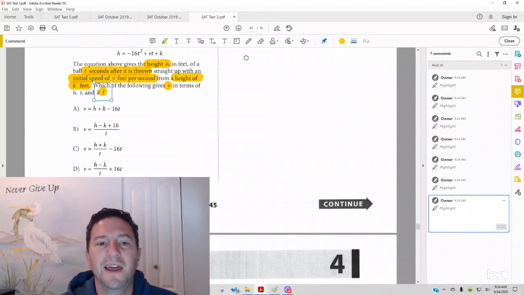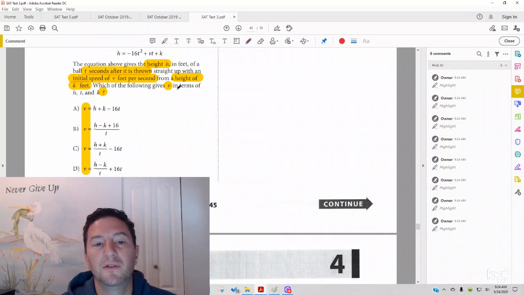So it's good to get in the habit of underlining what all the variables stand for. Usually that's important. In this problem, it does not matter at all. After you read this, it sounds like a crazy problem, really confusing and complicated. The only thing you have to pay attention to is it's asking for v, and notice in all the answer choices, v is alone. So all you gotta do is get v alone.